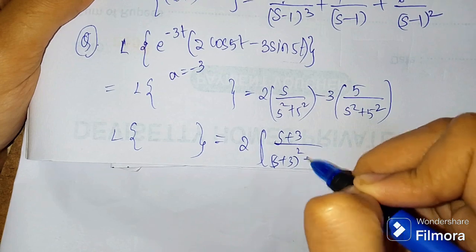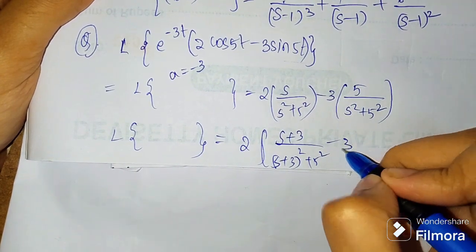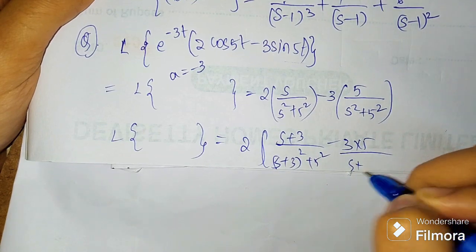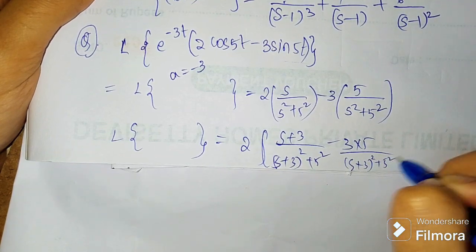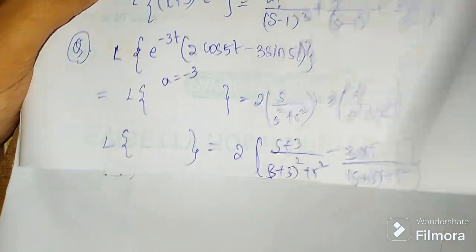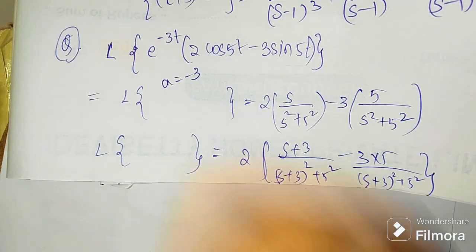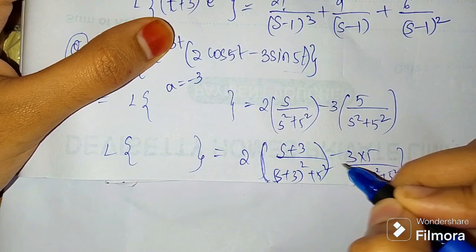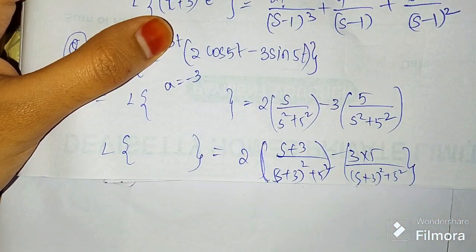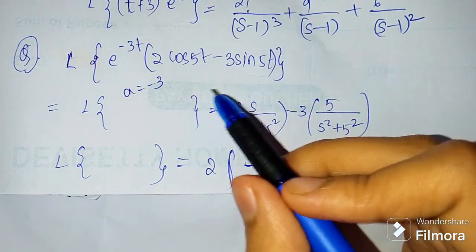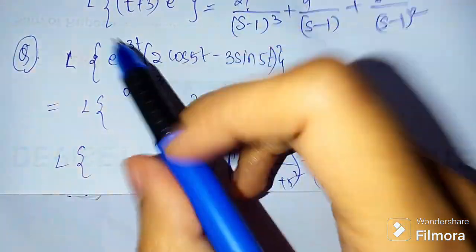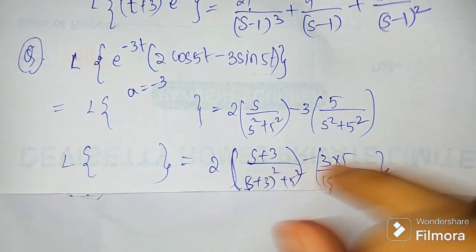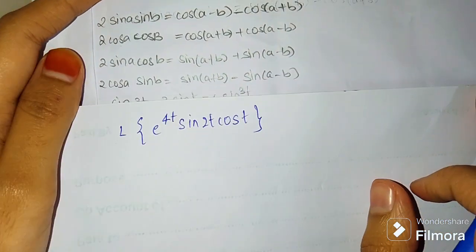So now you understand why Laplace is very easy. Sorry, this is 2 into this, minus 3 into this. So first, by linear property we did this, next by first shift property this. By linear property this, by first shift property this. See, the moment you say exponent term, you should get first shift property in your mind.